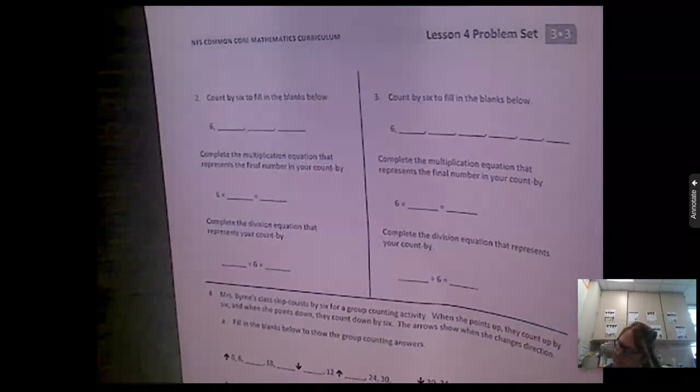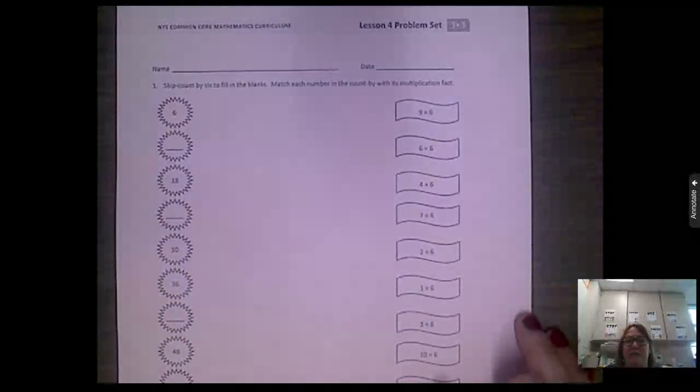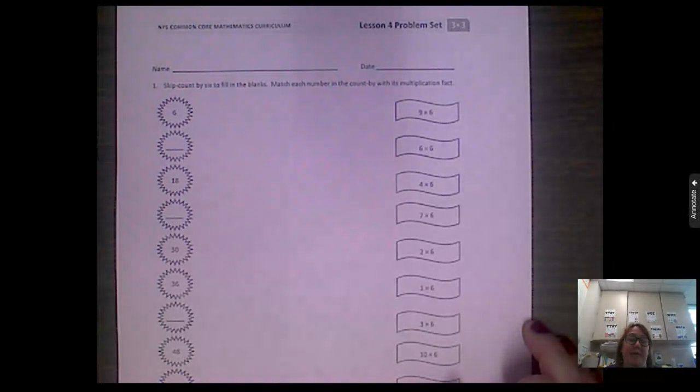No word problems today or anything, so we don't really need our highlighters. So pretty simple today, right? We just need our problem set and a pencil. Okay, so name and date on your paper.